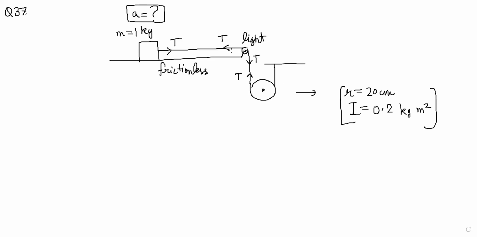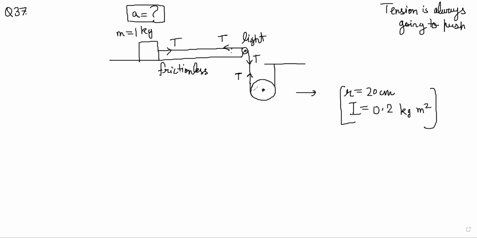And notice why I have drawn arrows like this. I have drawn arrows like this because tension is always a pulling force. It's always going to pull, not push. You cannot push someone with a rope, right? It will become slack if you try to push, right? So tension pulls anywhere where it is attached to some mass or some body, right? It will be pulling that thing. So here it will be like this, here it will be like this, here it will be like this because it's pulling the pulley, and here it will be like this upward, right?